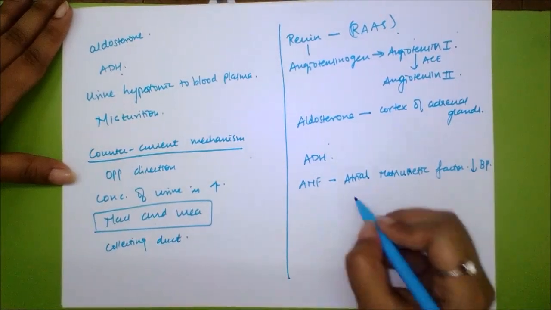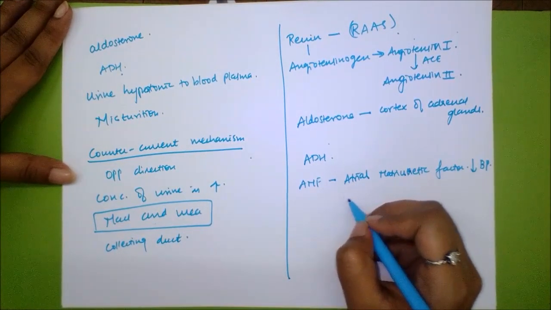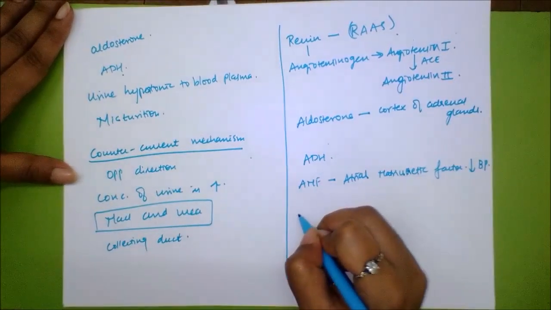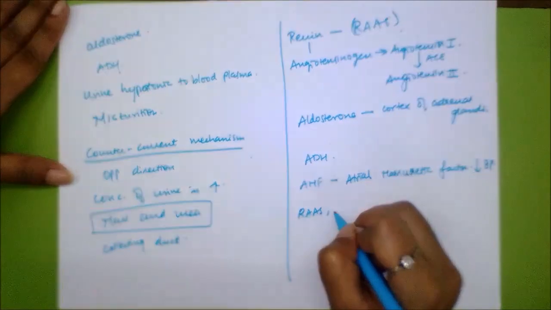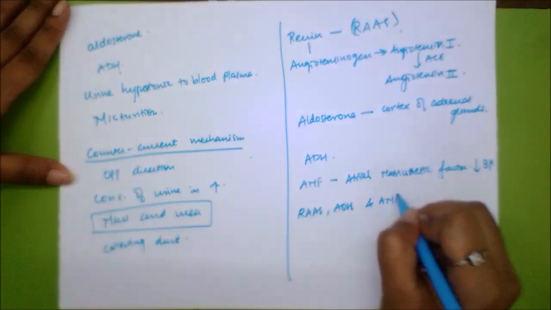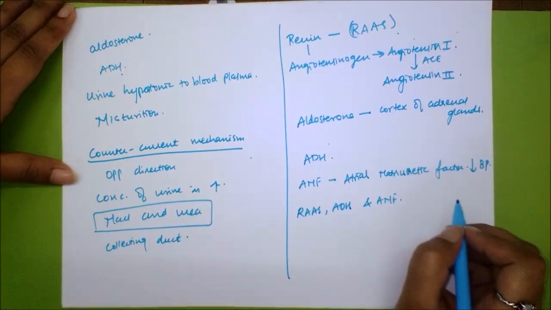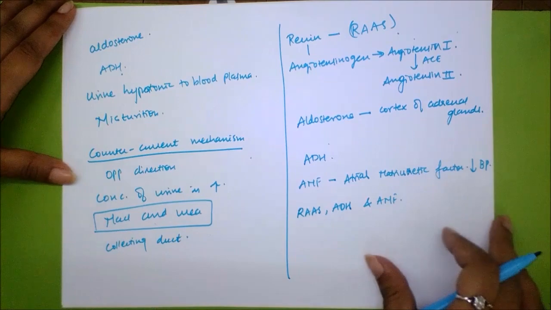Thus RAAS, ADH and ANF regulate the functions of kidneys. They control body fluid osmolarity, salt concentration, blood pressure and blood volume.